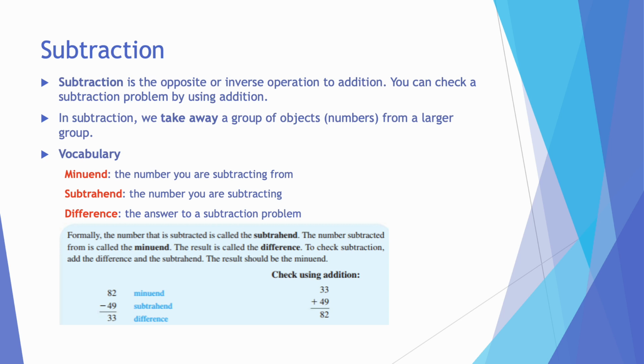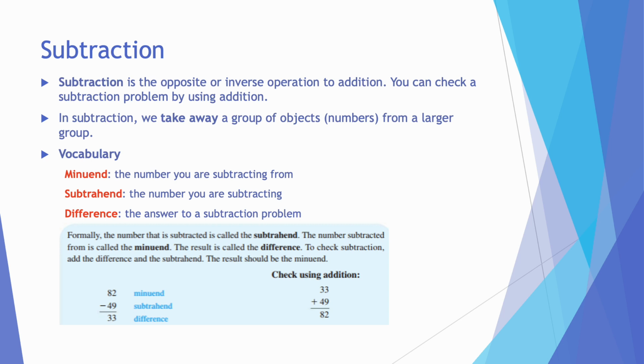Now we'll look at subtraction. Subtraction is the opposite or inverse operation to addition. You can check a subtraction problem by using addition. In subtraction, we take away a group of objects or numbers from a larger group. There are some vocabulary words. The minuend is the number you are subtracting from. The subtrahend is the number you are subtracting, and the difference is the answer to a subtraction problem.